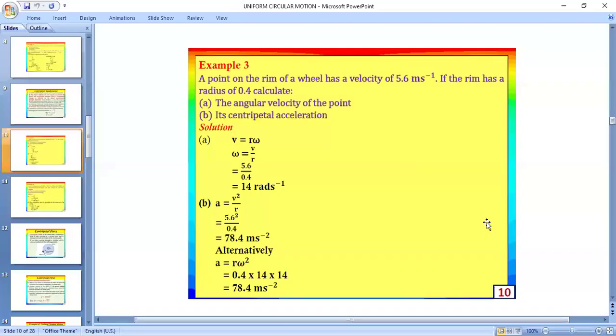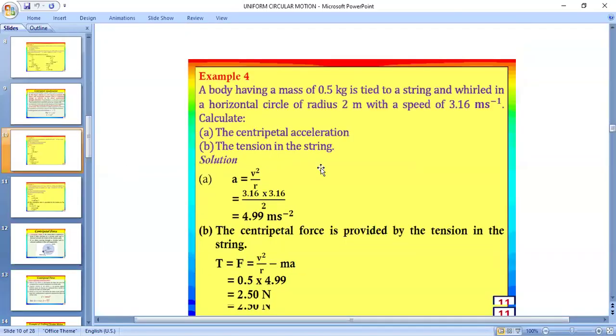Then there is another alternative down here, which says acceleration equals r omega squared. So when you substitute, you get the same answer, 78.4.